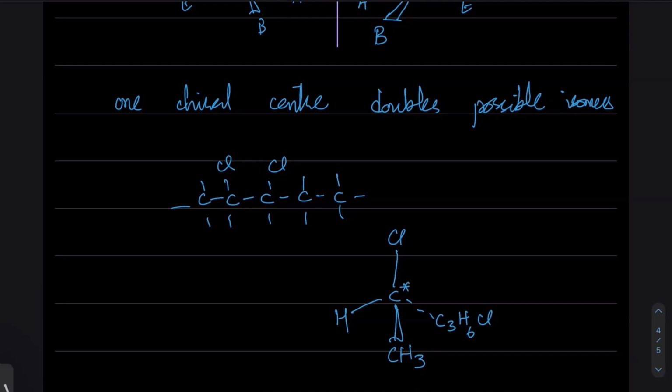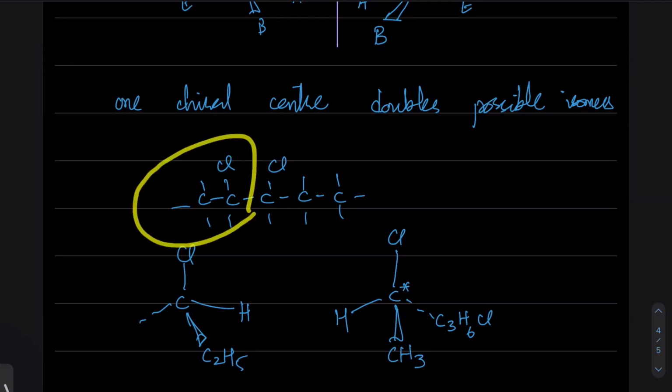Now let me focus on this carbon. I'll put this all in standard form again. So what is my standard form? This and this. Okay. So if I look at this carbon, I have chlorine on one side, hydrogen on one side, C2H5 on one side, and on the other side, I have this whole thing, which is C2H4Cl.